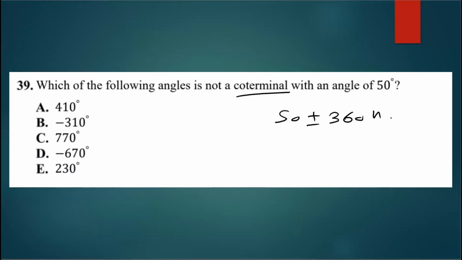So if you add 50 plus 360, you will get 410, and if you add 360 more, you can get this one. I don't think this one is correct. If you subtract, you can get this one and this one by subtracting 360 twice. 230 cannot be obtained by this method, so it is not coterminal to the 50 measure.